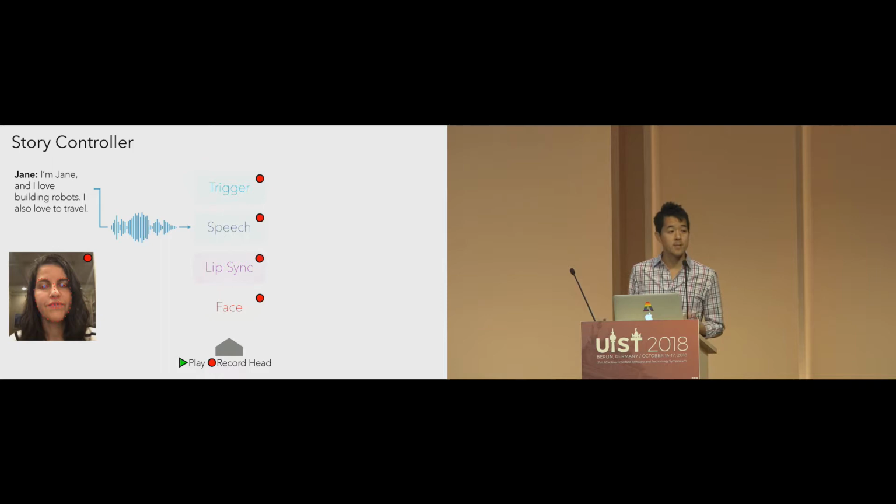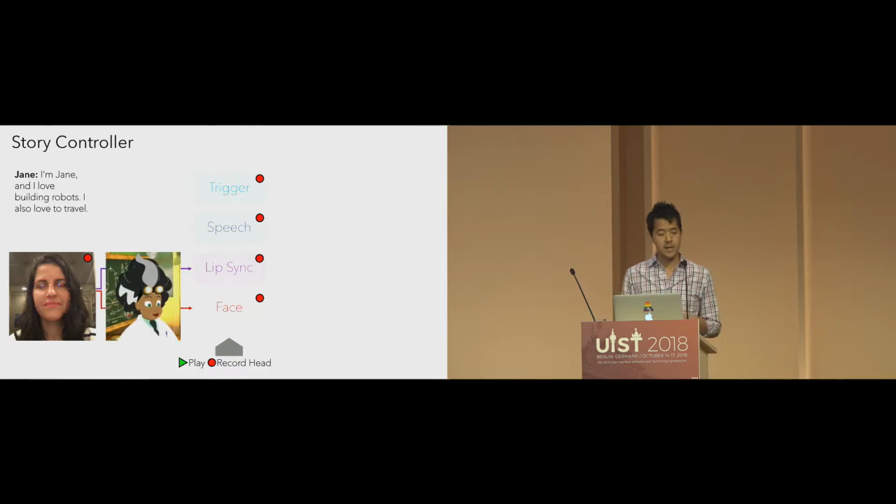And then the voice and motion of the performance is mapped to the lip sync and facial animation of the character, as you can see here. And then finally, animation events like Jane putting on her goggles are triggered at the appropriate times in the performance.